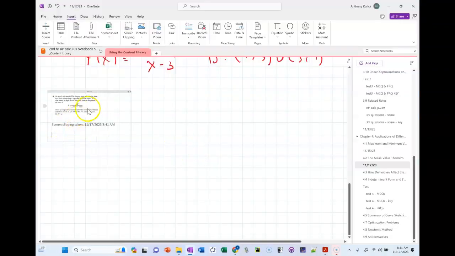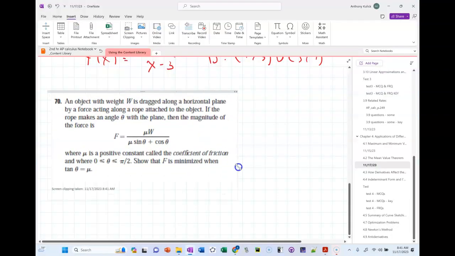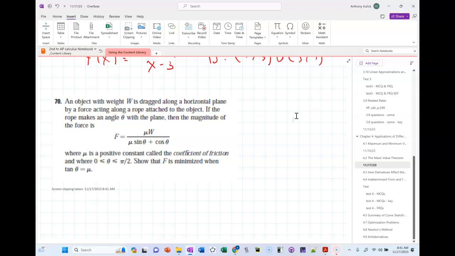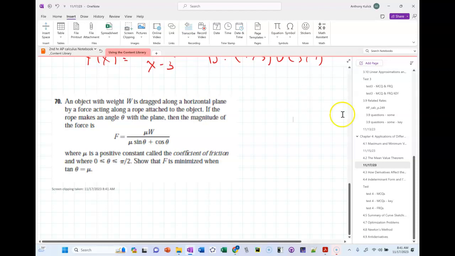Ooh, physics. An object with weight W is dragged along a horizontal plane by a force acting along a rope attached to the object. If the rope makes an angle theta with the plane, then the magnitude of the force is F equals yada, yada, yada, where mu is a positive constant called the coefficient of friction, and where theta is between 0 and pi over 2. Show that F is minimized when tan theta equals mu.